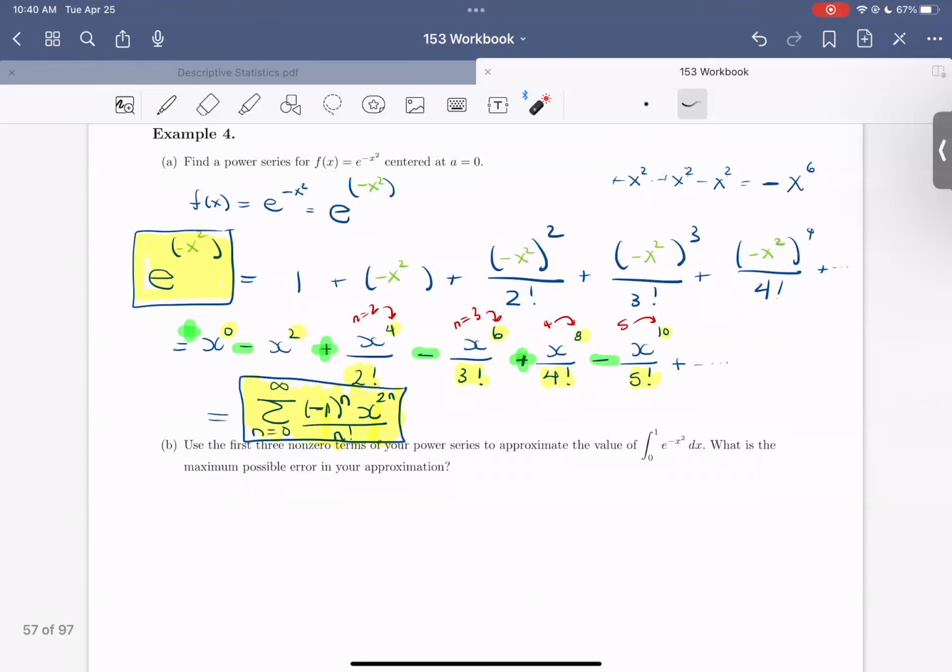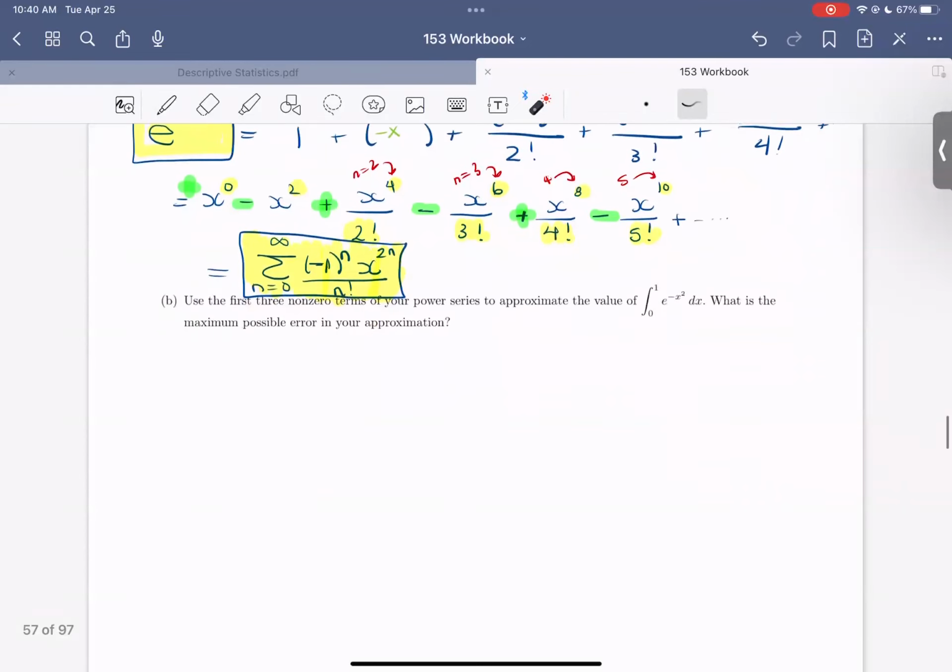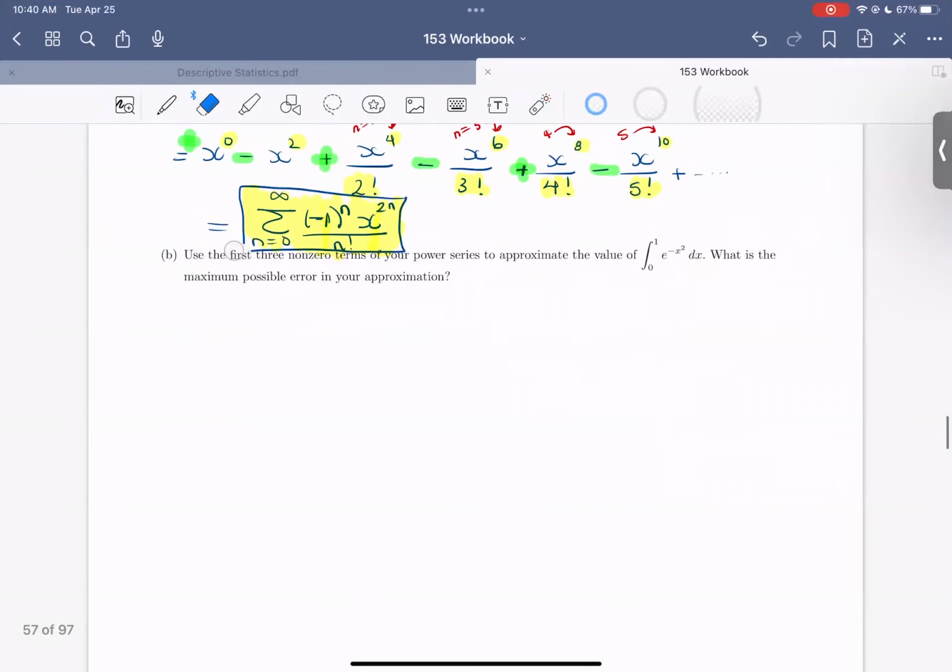So now let's continue this example by looking at part B. All right, so in part B, it says to use the first 3 non-zero terms of your power series from part A to approximate the value of the integral from 0 to 1 of e to the negative x squared dx. What is the maximum possible error in your approximation? So we're going to break this up a little bit.